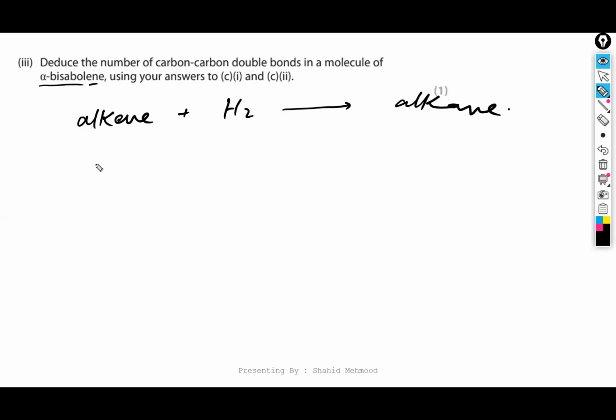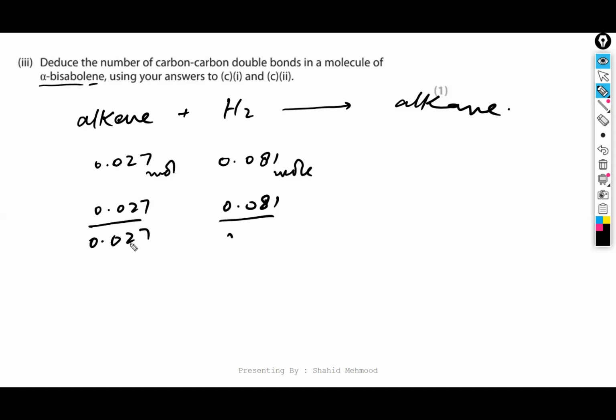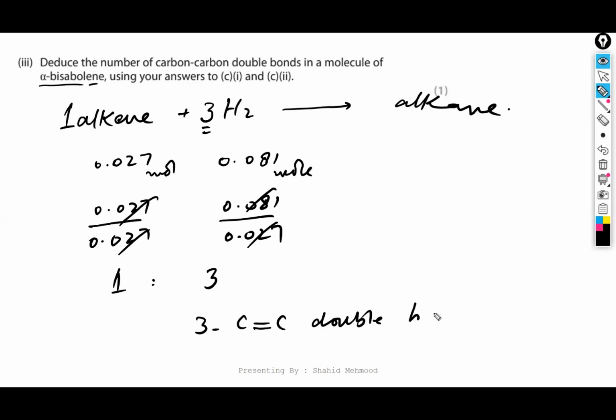We have to find the mole ratio. Its mole was 0.027, while the hydrogen mole we calculated is 0.081. This is the moles of alkene, this is the moles of hydrogen. To get the mole ratio, we will divide by the least number as we do in the technique for the calculation of empirical formula. This will be cancelled, we will get 1, and this will be cancelled, we will get 3. So hydrogen will be 3 mole. So there are 3 carbon-carbon double bonds in alpha bisabolene.